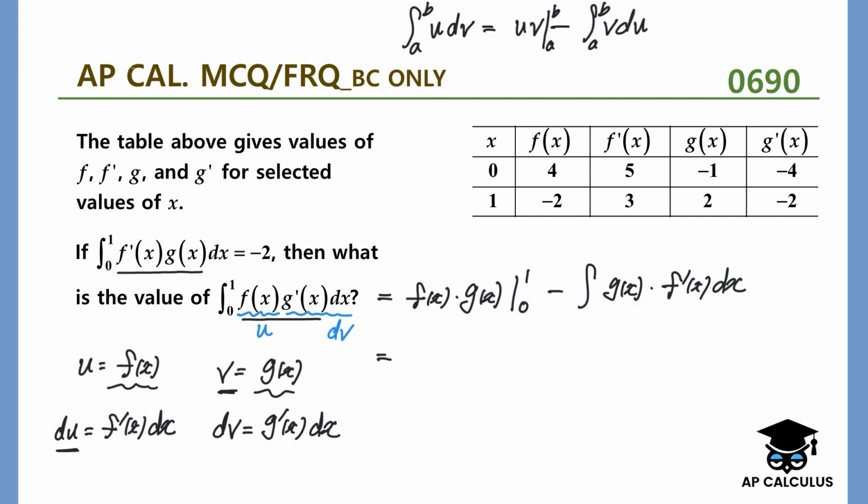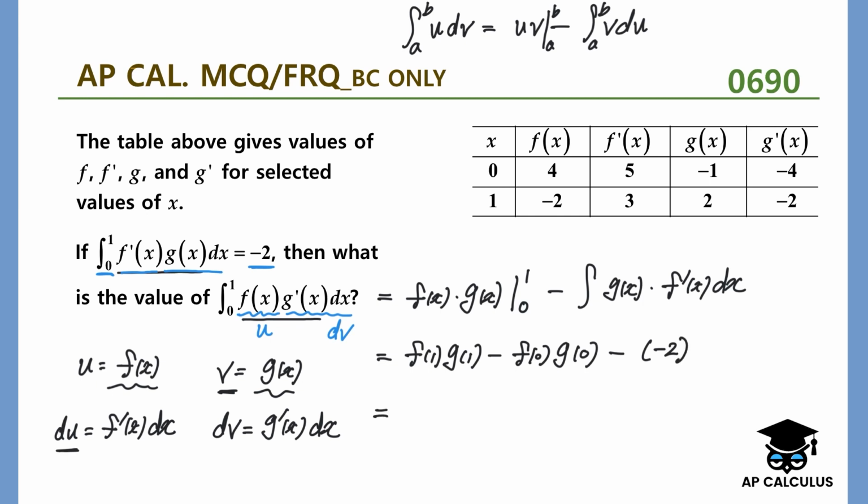So that is equal to, we're going to substitute 1 for x, f of 1 g of 1, minus f of 0 g of 0, minus the integral of g of x times f prime x. Well, that's actually negative 2. It's given right over here: the integral from 0 to 1 of f prime x times g of x dx. That's negative 2, right? So let's just write negative 2 here.